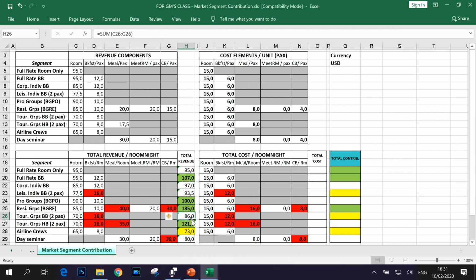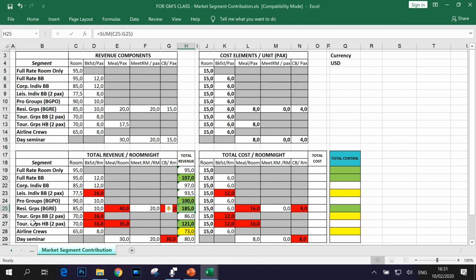Okay, you can see that we have a different level of total revenue contributed. So you can see in terms of the revenue, residential group is giving us a lot of revenue. So from sales point of view, this is very important segment, right? Residential package, residential group.